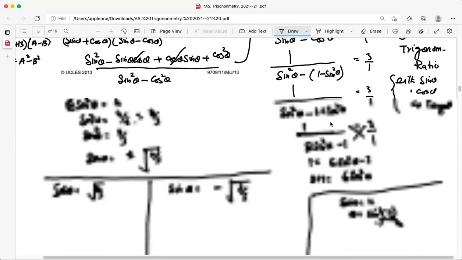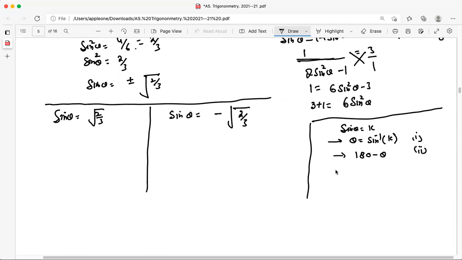So now see here, we will say general solution. So it's 360n plus the first answer, and 360n plus the second answer. That's the rule.